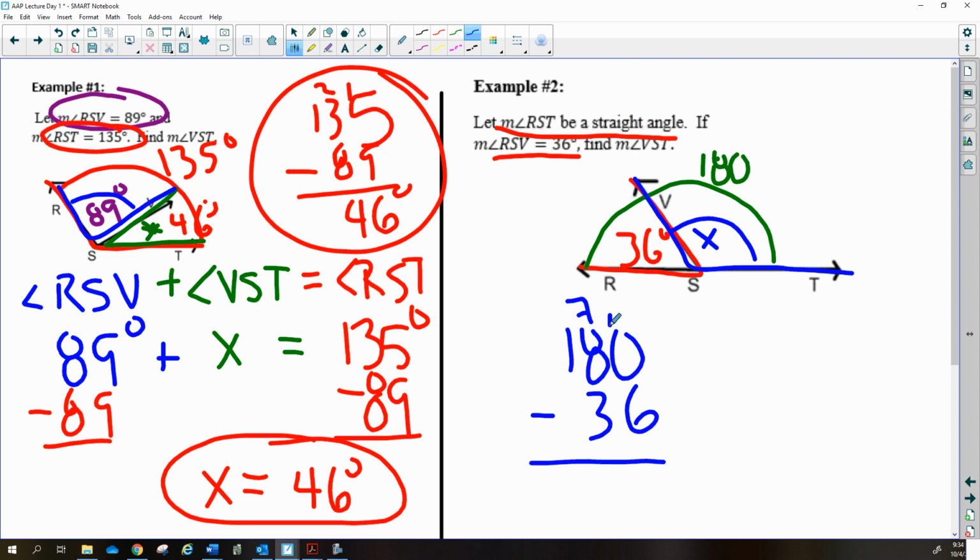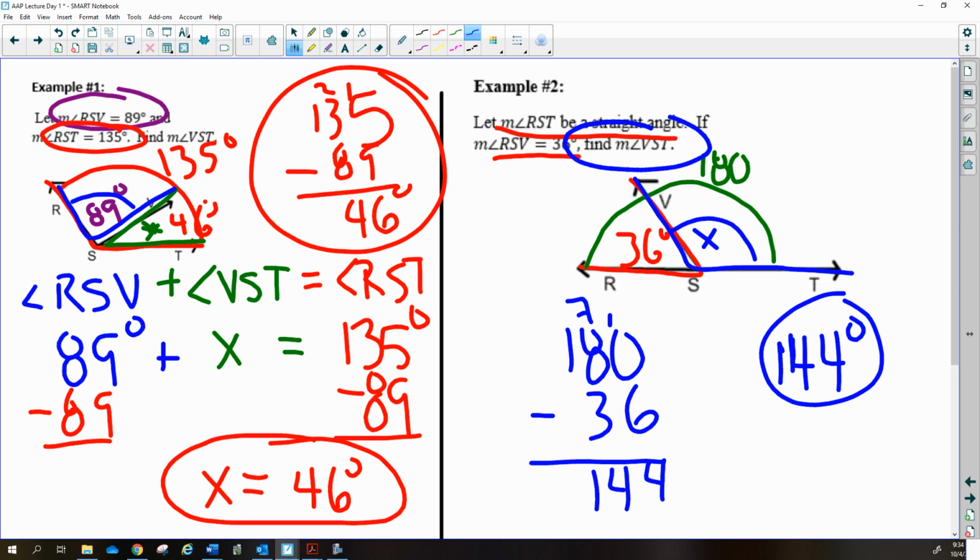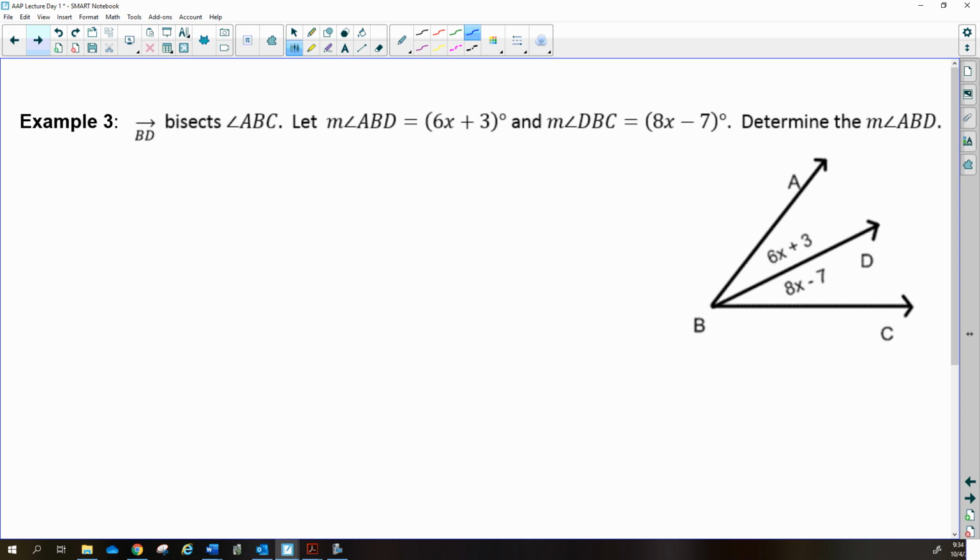Doing a little bit of math here, borrowing and subtracting, I'm going to come up with 144 degrees. So that's what I get to find angle VST. That's the angle I put there in blue. Again, this is called the angle addition postulate.